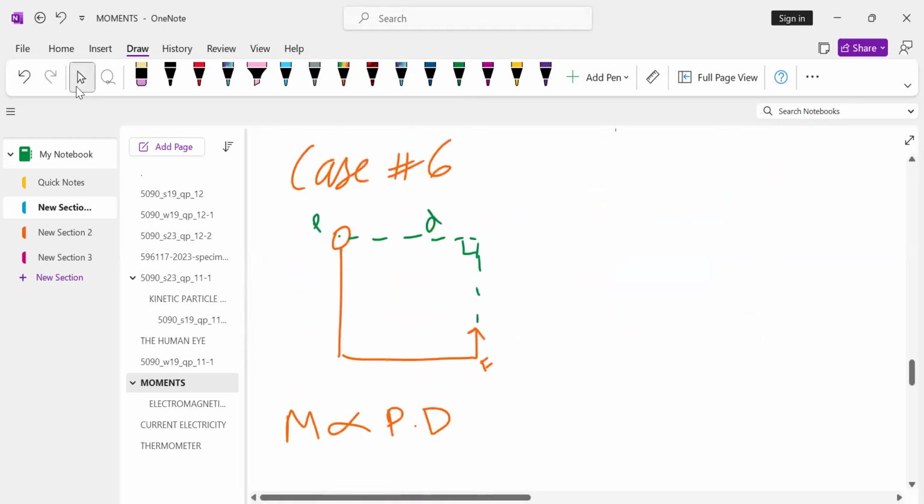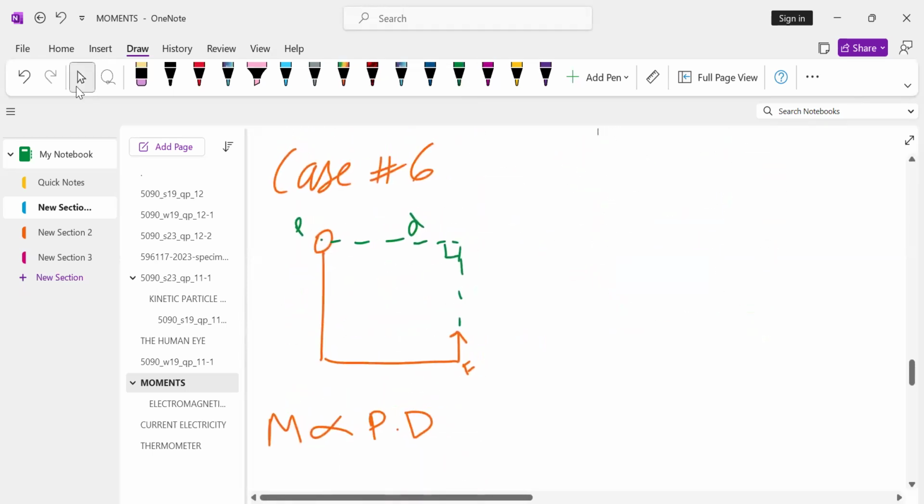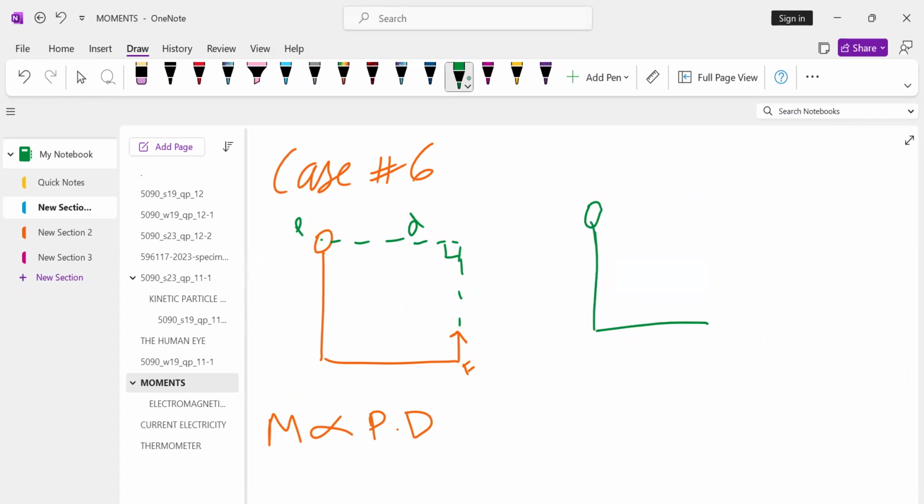Then we have case number 6. Case number 6 is the same but opposite. In this case, the force is acting towards up, and the pivot is also up. So firstly, you need to extend the line of the force and then join the pivot to the extended line. So this is the pivot. The distance you found is the perpendicular distance as it makes 90 degrees here.